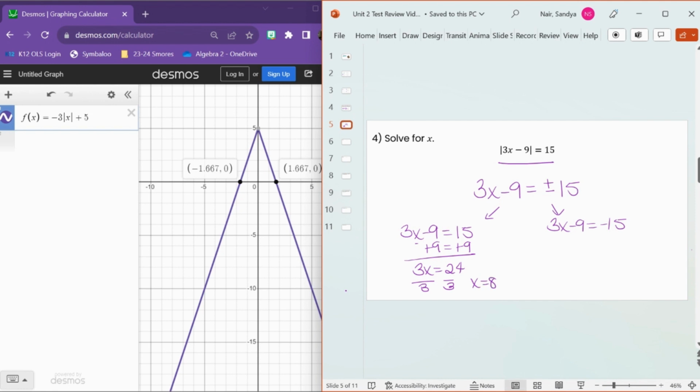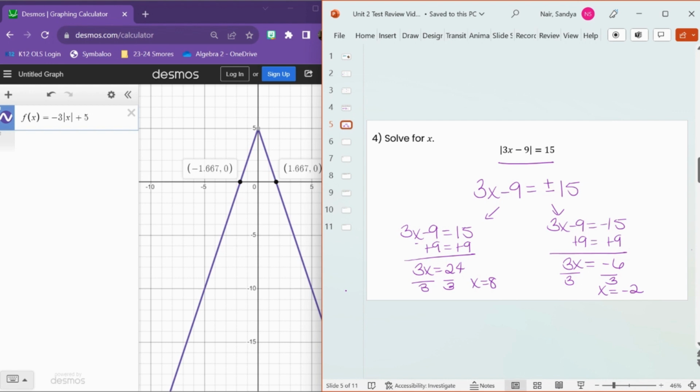That's one possible solution. And then over here, we're going to add 9 to both sides. And when we add 9 to both sides, we get 3x equals negative 15 plus 9, which is negative 6. And then we divide both sides by 3, which gives us x equals negative 2.